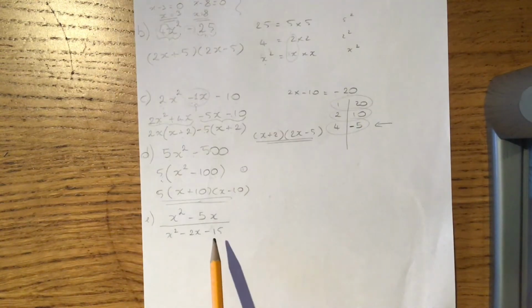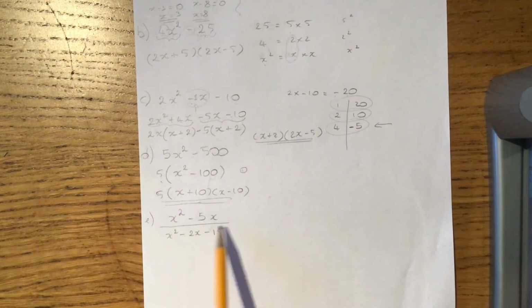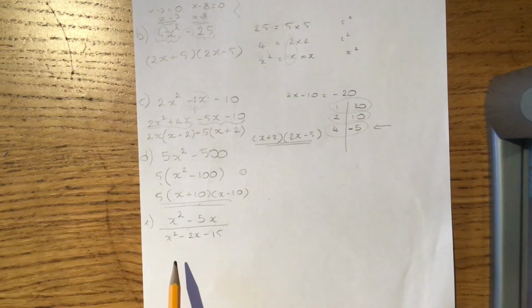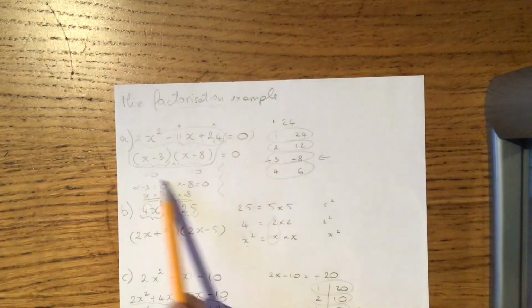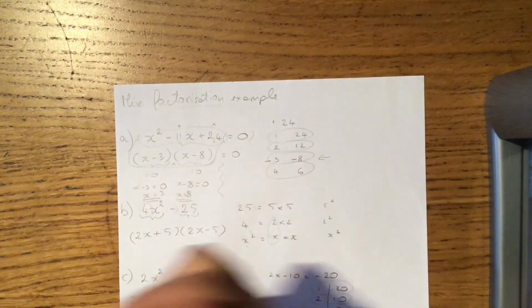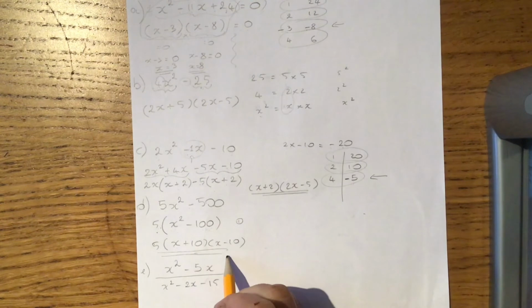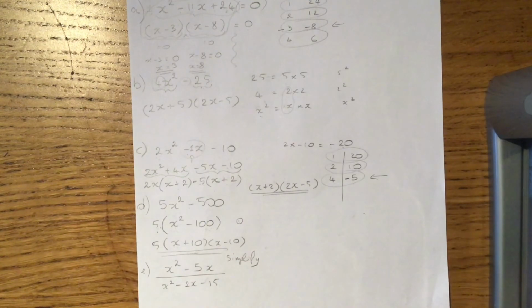Now the final example is this fraction. We've got x squared minus 5x over x squared minus 2x minus 15. I wanted to put this one here because this one is another application of factorization. That one was an application. The question here will be solve it. And on this question it will be simplify. But here we're going to use factorization in order to simplify.